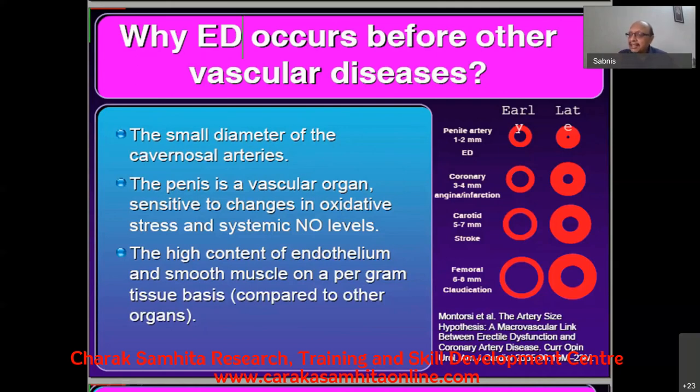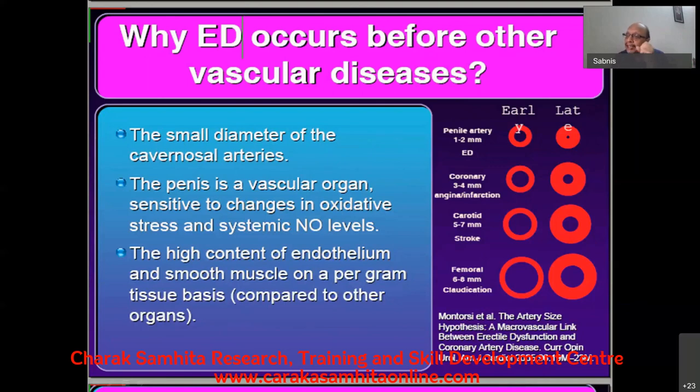In early erectile dysfunction, or early endothelial dysfunction, you can see the penile artery lumen going very, very small. It's smaller than the coronary artery. So whenever there's an erectile dysfunction, you can think about coronary artery disease. And here, due to the narrowing of the penile artery, there is an erectile dysfunction in metabolic syndrome.